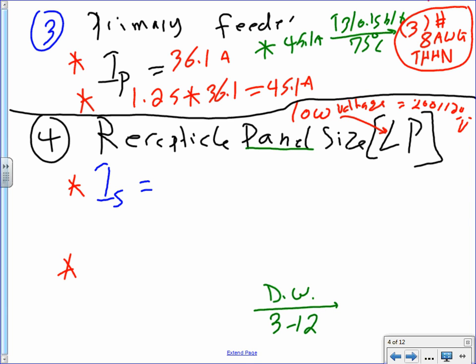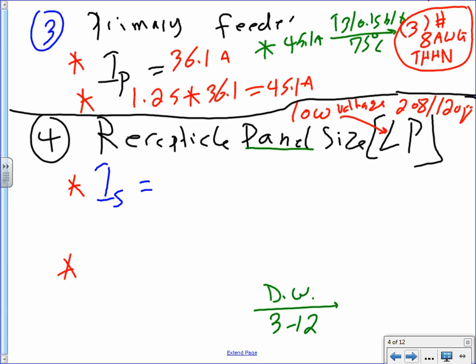Okay, let's go find a receptacle panel. LP, low voltage. So let's go to the receptacle panel, my LP, my low voltage panel. The reason we call it low voltage is because we have 208/120 volt. So that's what we're trying to achieve: we're trying to size the receptacle panel.